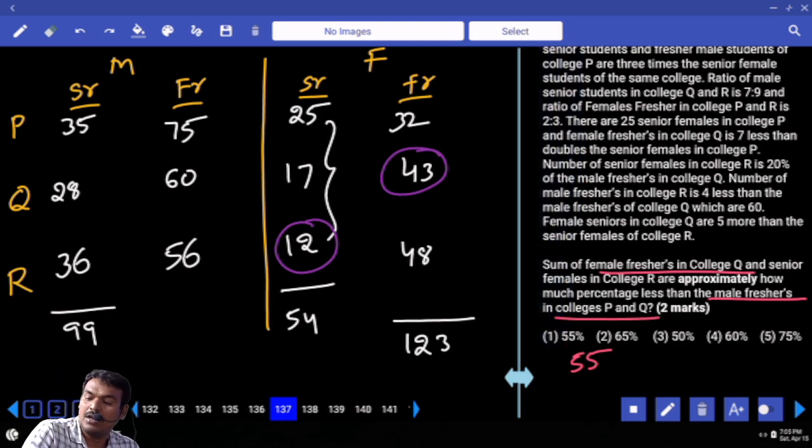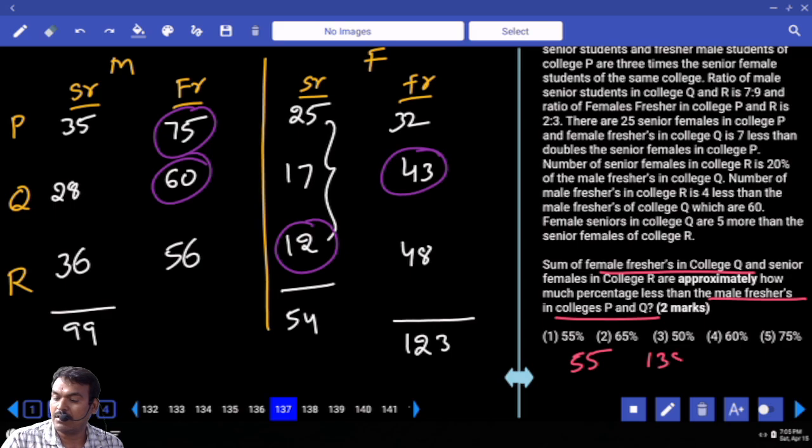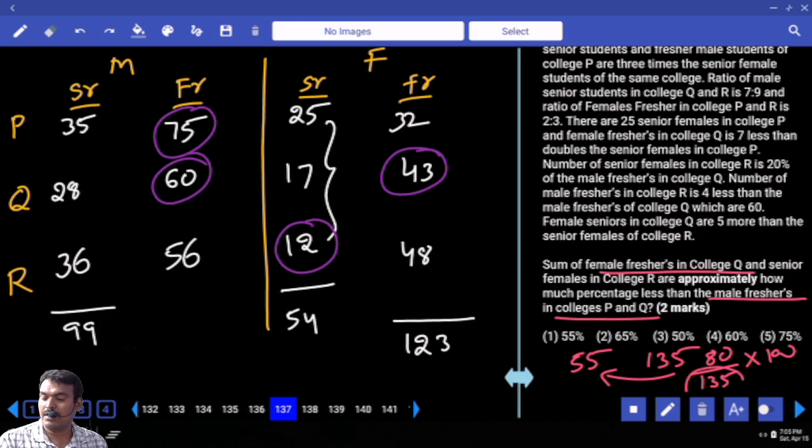Male freshers in college P 75, Q 60. 75 plus 60 is 135. Less value or more value? Less value. The difference is how much? 80 by 135 multiplied by 100. What is 50% of 135?